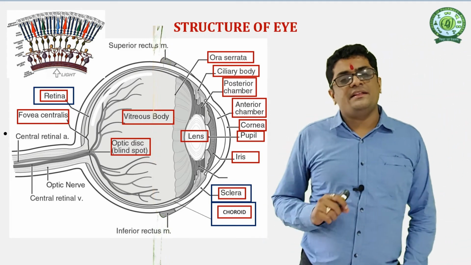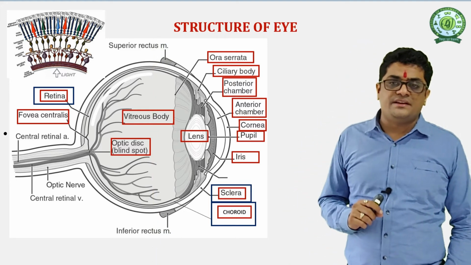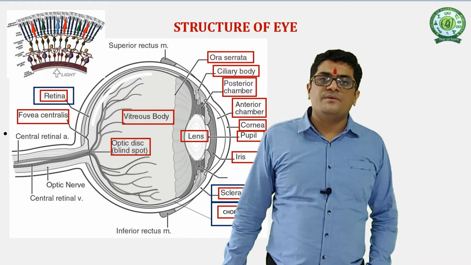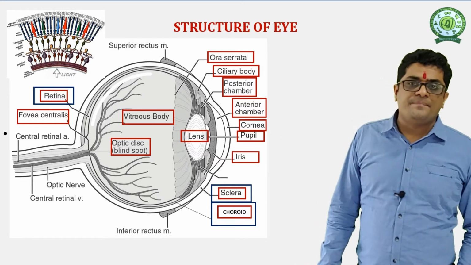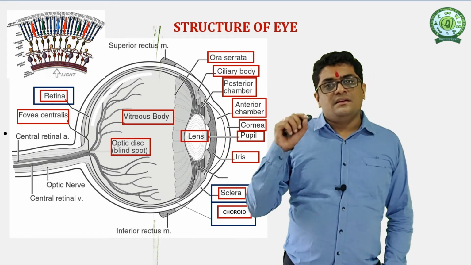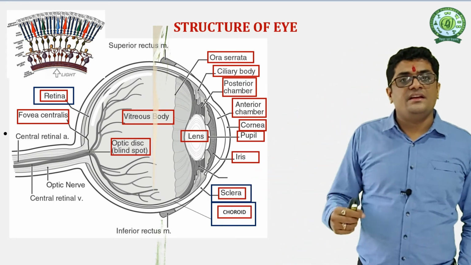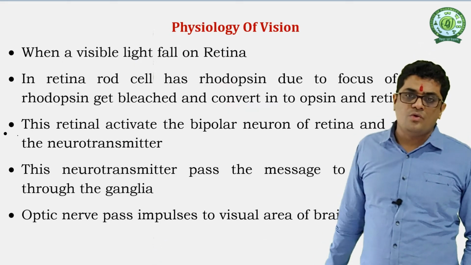One more part in the eye is the canal of Schlemm, and the canal of Schlemm is present at the junction of the choroid and the sclera, which is responsible for the drainage of the aqueous humor. If this canal is clogged, then the aqueous humor is increased and it increases the intraocular pressure, and this is responsible for glaucoma.